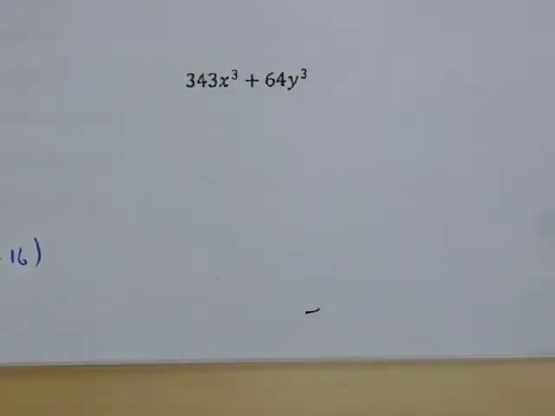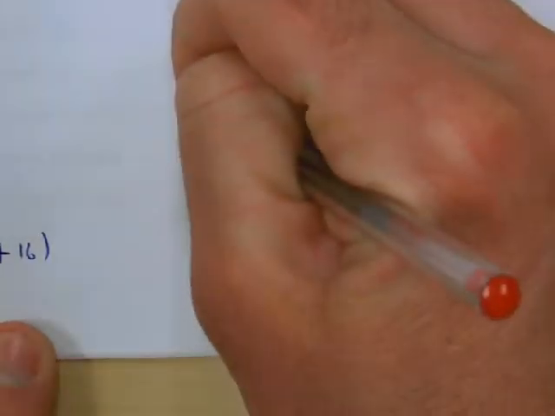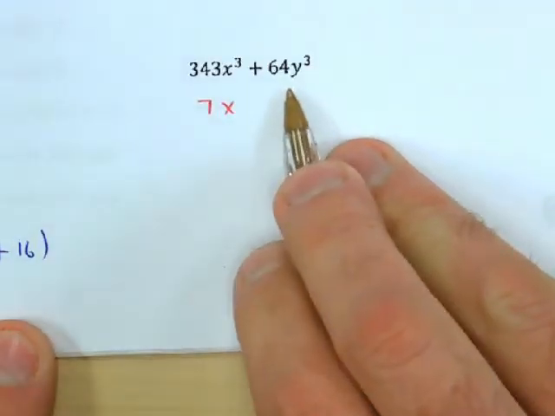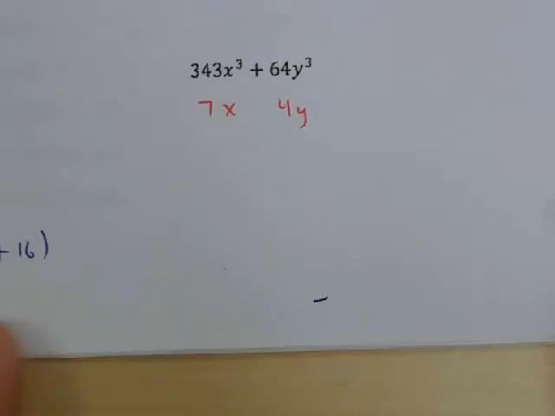All right, last one, 343x cubed plus 64y cubed. Okay, now 343 is not a perfect cube we deal with a lot, but it is a perfect cube. 343 is 7 times 7 times 7. So then my A is going to be 7x. My B, 64, that's one that's come up a few times. Again, it's a perfect square and a perfect cube, but it's going to be 4y.